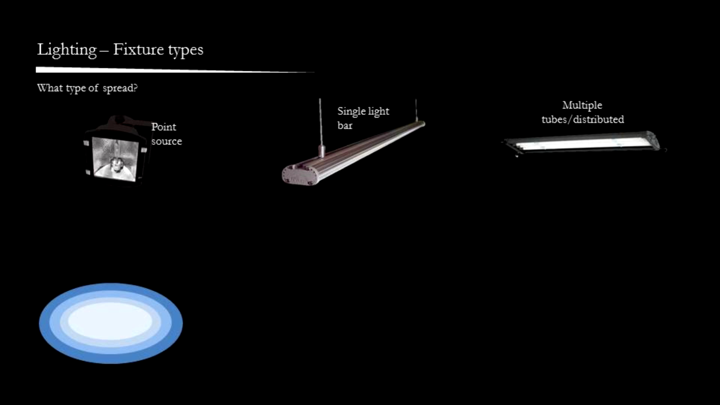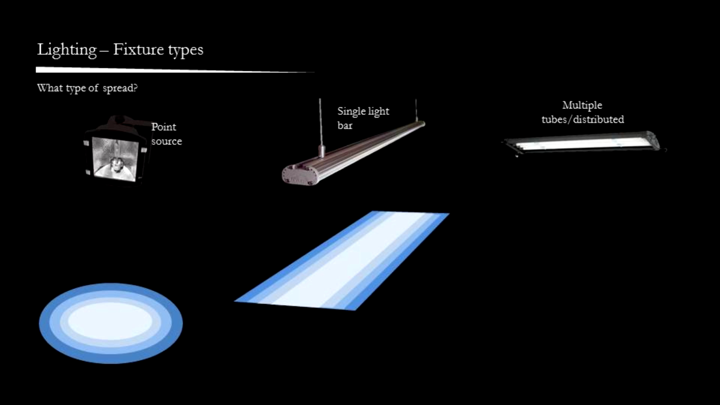The next feature I'm going to talk about is the spread of different light fixtures. For point sources of light such as metal halides or LED spotlights, the spread is circular with the highest area of illumination directly below the center of the fixture. However, the light weakens towards the edges as the distance from the center increases.